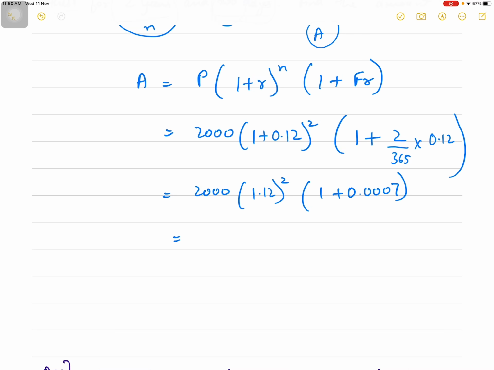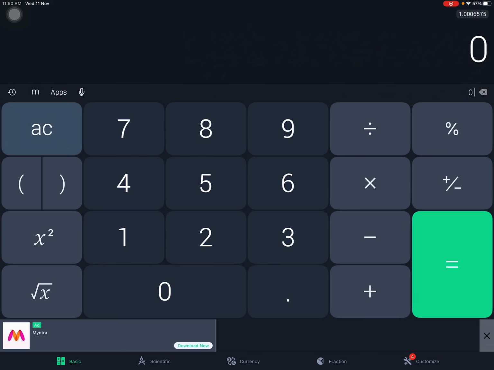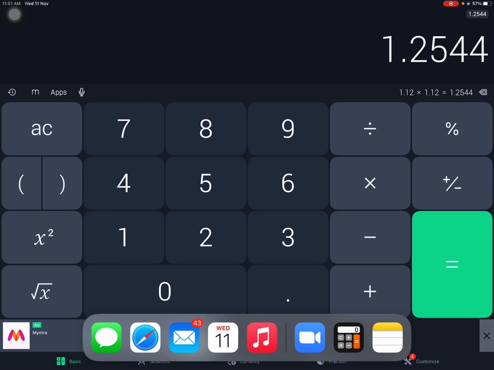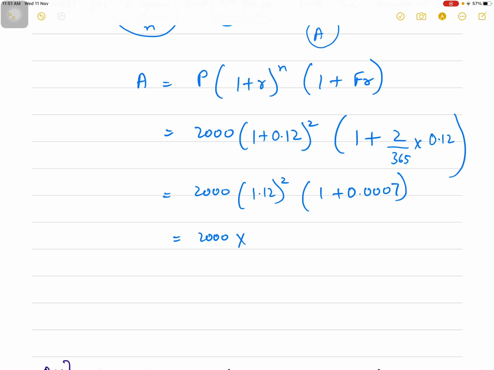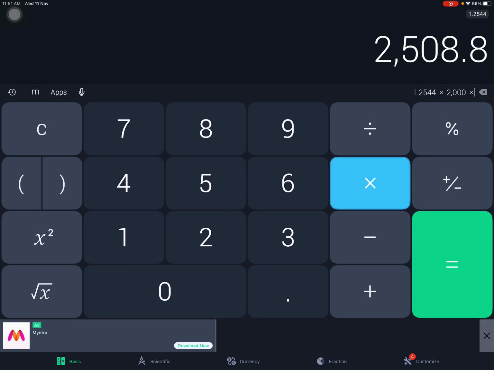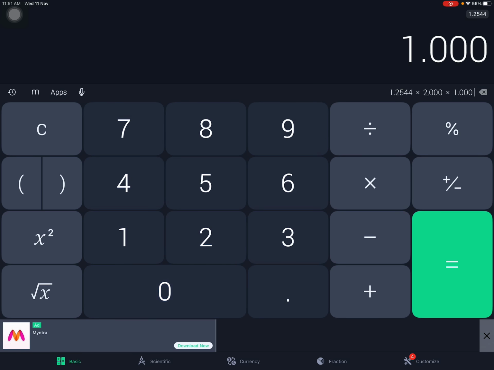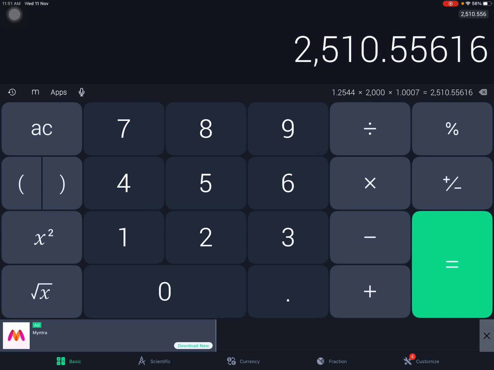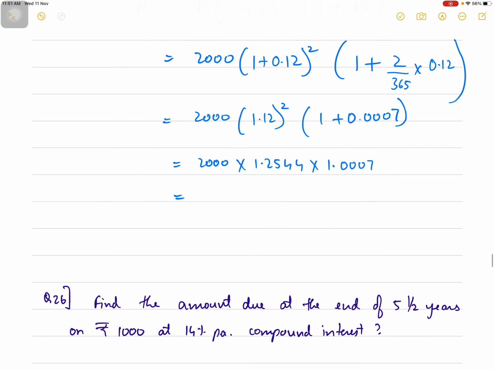So 1.12 raised to 2 is 1.2544. So 2000 into 1.2544 multiplied by 1.0007. So it is 2510.56.